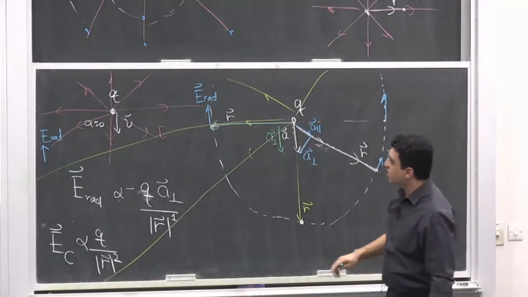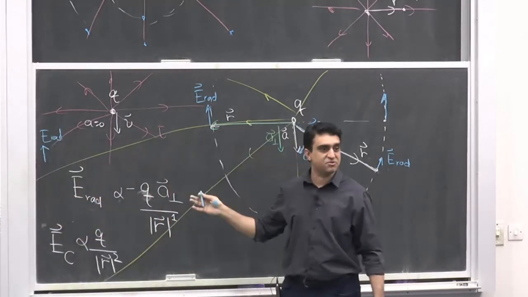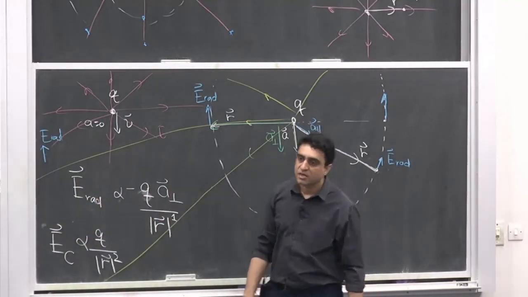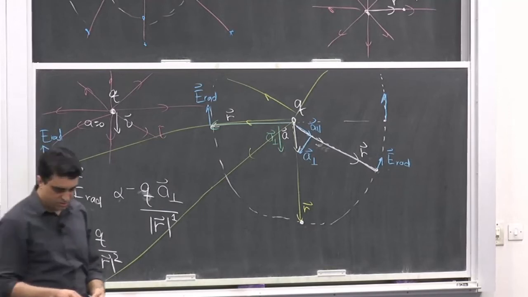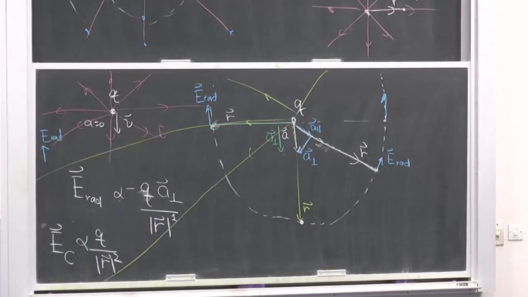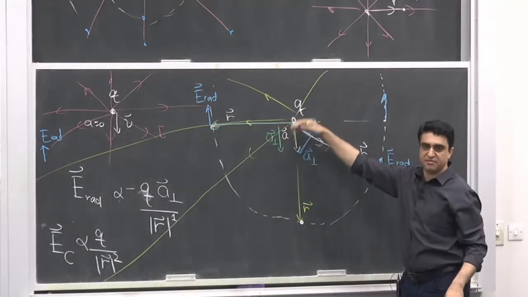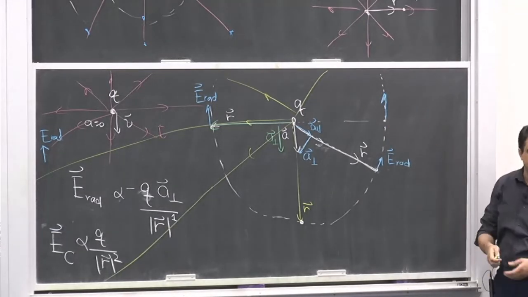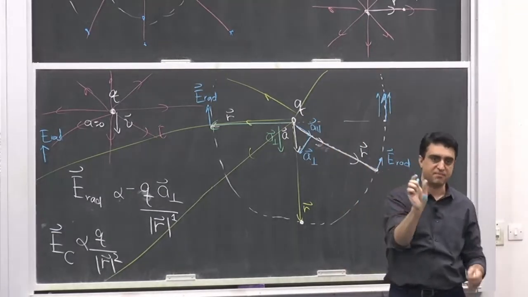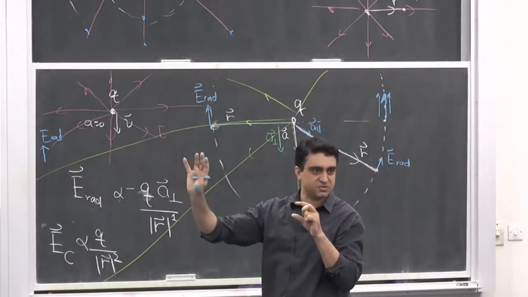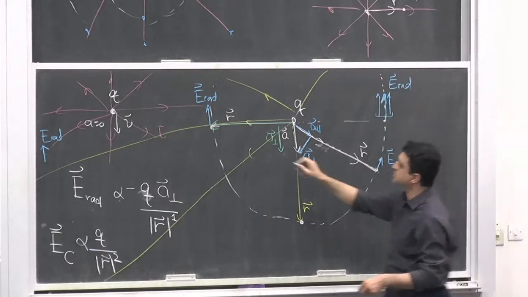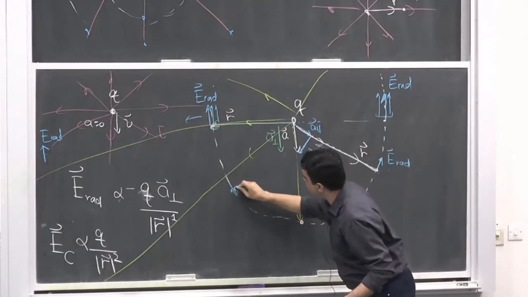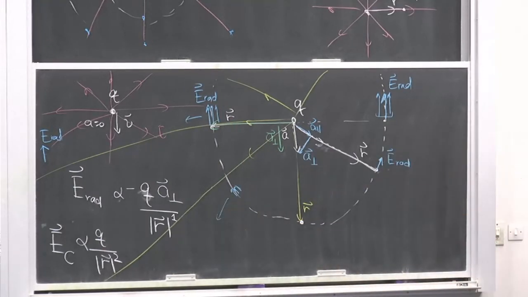What is the relationship between this acceleration vector and the radiative field vector? They are oppositely directed. So what you can say is that the radiative electric field vector should be opposite to the component of the acceleration which is perpendicular to the position vector r. You do it for any point, you would get the same thing. For example, what if I have that point at this location, so that this is my r vector now.